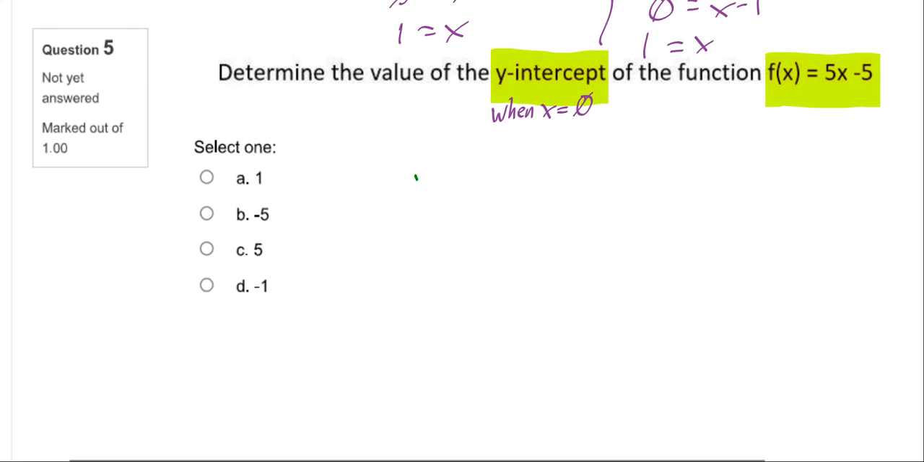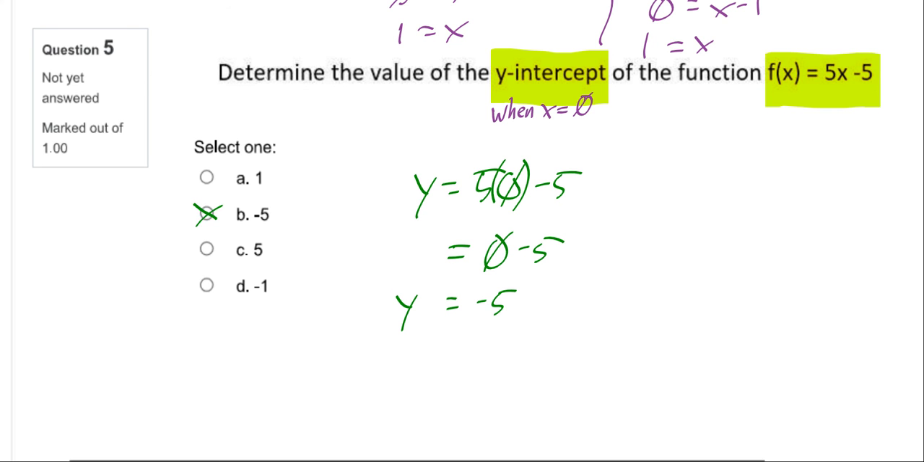So in this case, my y value, my f(x) value, has to be something I'm looking for. And 5x minus 5 becomes 5 times 0 minus 5. Anything times 0 is 0. So it crosses the y-axis at -5. I'm going to stop this video and start a new one for the next.